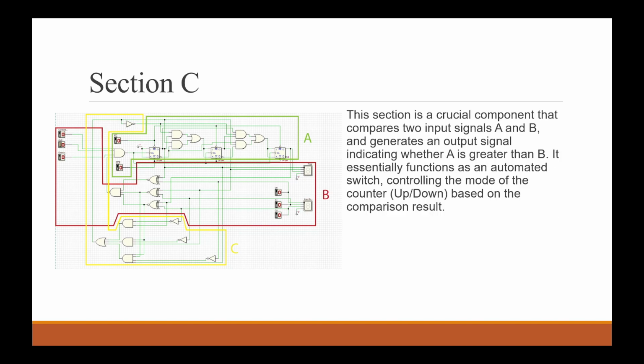This section is a crucial component that compares two input signals A and B and generates an output signal indicating whether A is greater than B. It essentially functions as an automated switch controlling the mode of the counter, up or down, based on the comparison result.